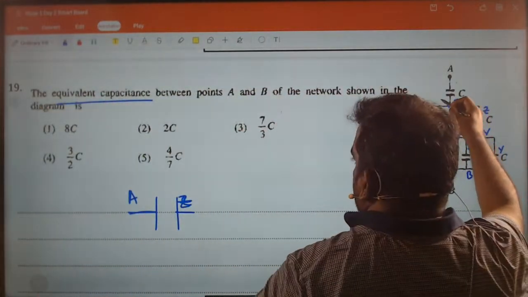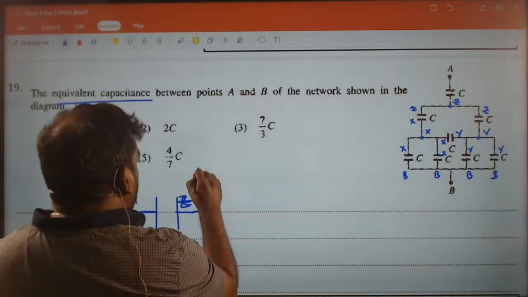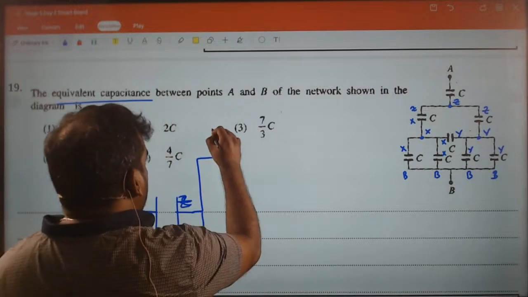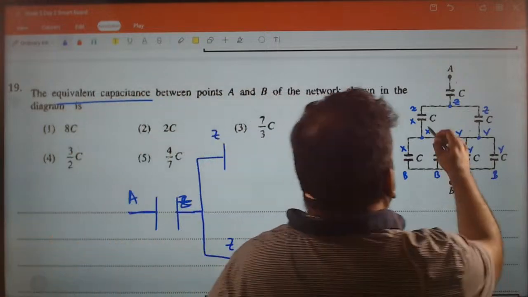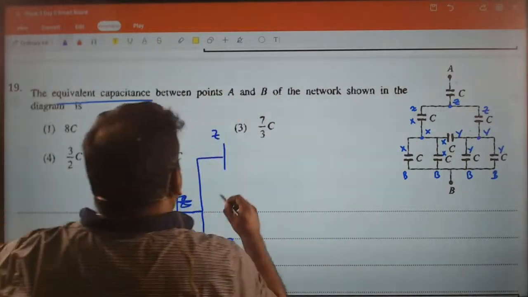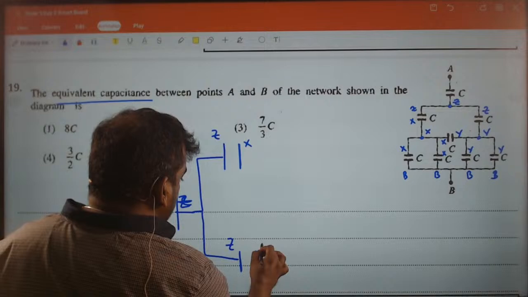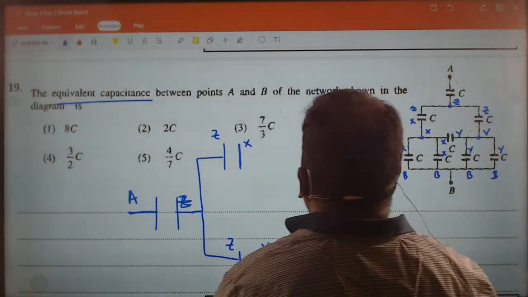So here one Z is there, 2 more. So 2 more, we can say one plate here, one plate here. These Z plates, one is connected to X, one is connected to Y, one is connected to Y.